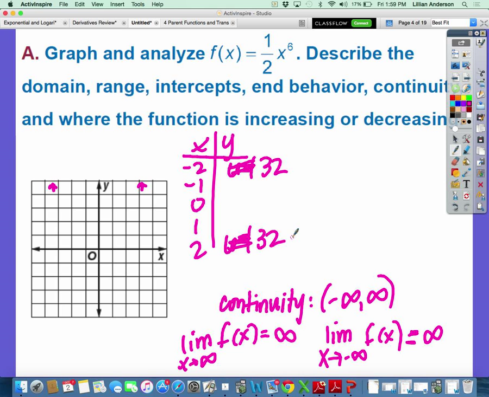And then what about negative 1 to the 6th power? And then multiply that by 1 half. So that's the same for positive. And what about 0? 0. So you have 0, 0. Go ahead and graph this. 2 and 32.